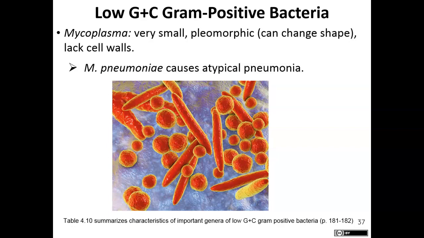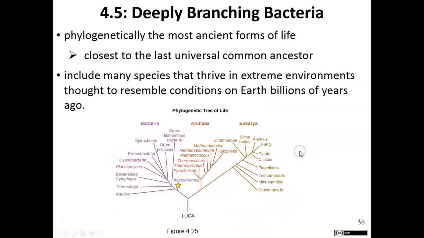I also like to mention, since mycoplasma has no cell wall, if we do a Gram stain on it, what would it look like? I'm not going to answer that. I want you to think about that. If we do a Gram stain on mycoplasma, what is the outcome going to look like? We know it's a low G+C Gram-positive bacteria, so think about that, okay? And then you can look at pages 181 and 182 for Table 4.10, which summarizes all of your Gram-positive, low G+C organisms.